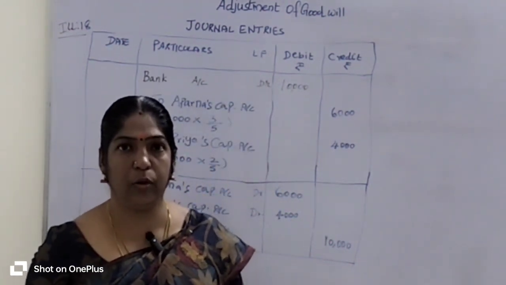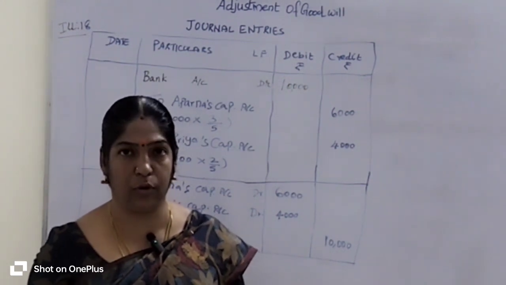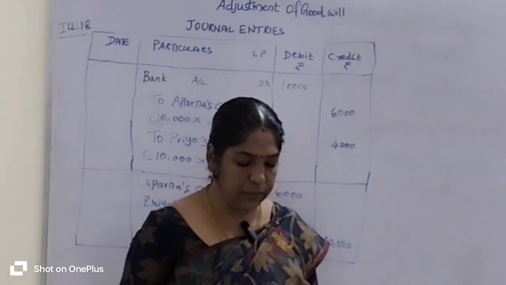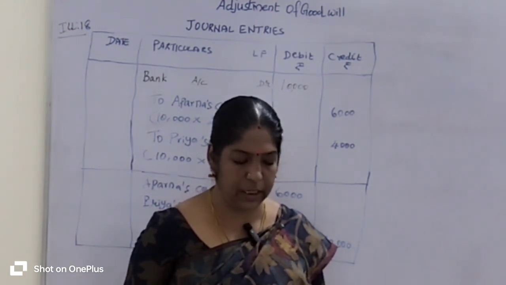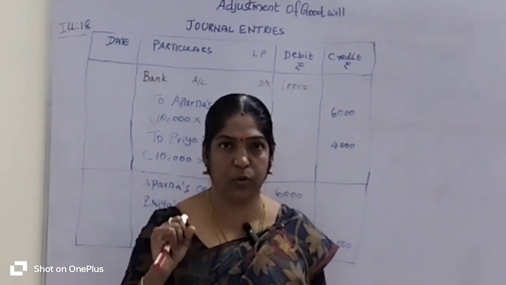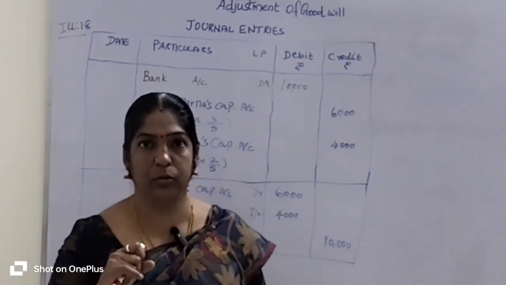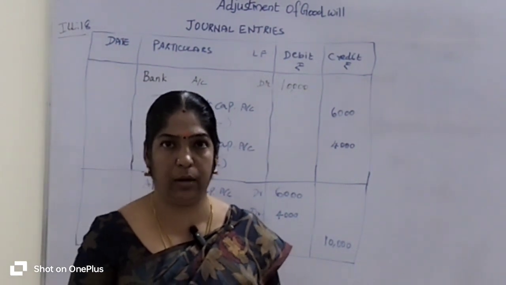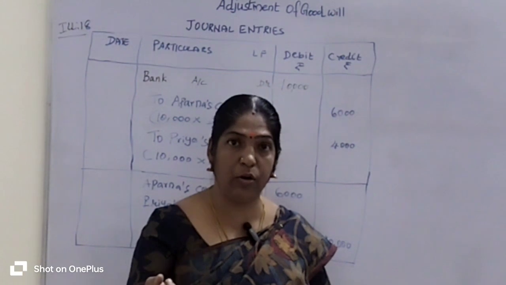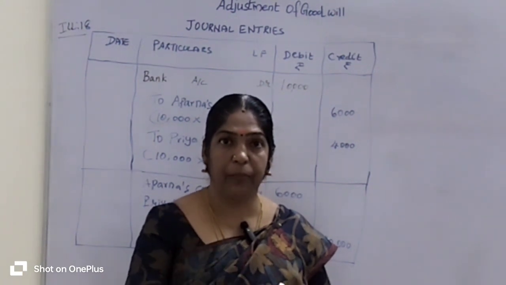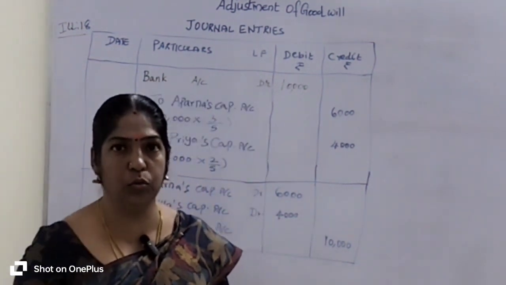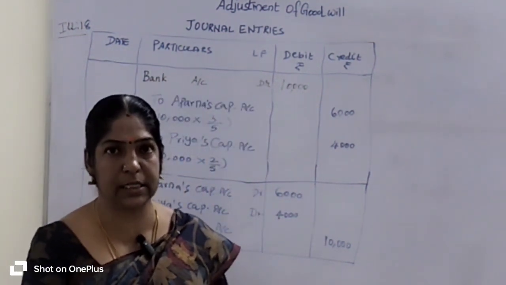What do we have to do? We are going to pass the necessary journal entry for the goodwill. And also the partners withdraw the entire amount of their share of goodwill. So we are going to pass two journal entries. First one for the new partner bringing the cash for goodwill. And the second one for the old partners withdrawing the cash entirely as their share of goodwill. We are going to pass the two necessary journal entries asked in the question.